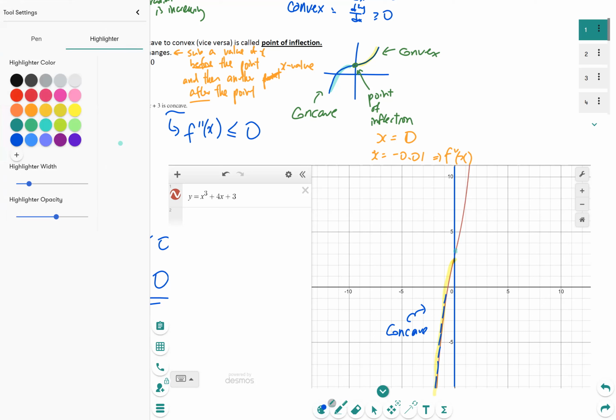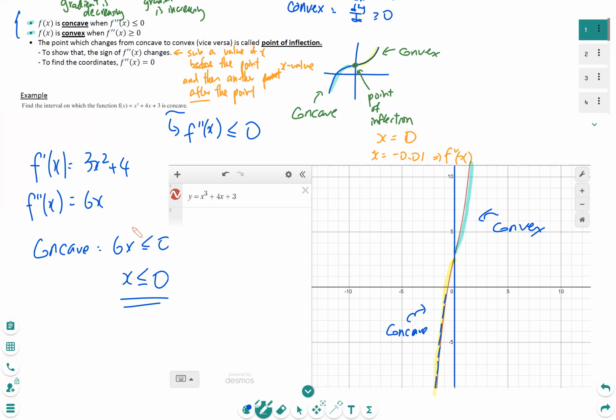You can see the line is getting steeper and steeper again. So this part of the graph is known as convex. That's why we can work out which part of the graph is concave by using second derivative less than or equal to 0. That's concave, right?